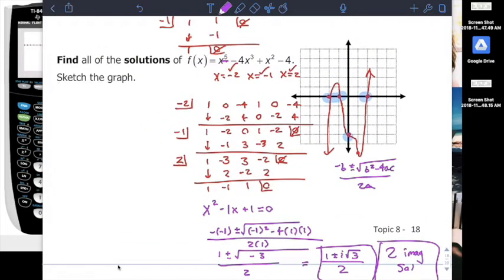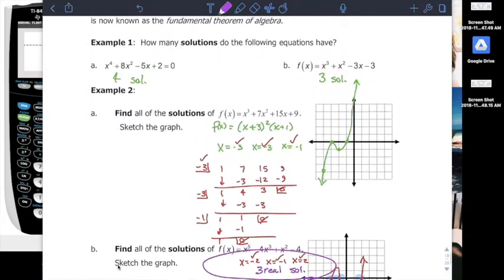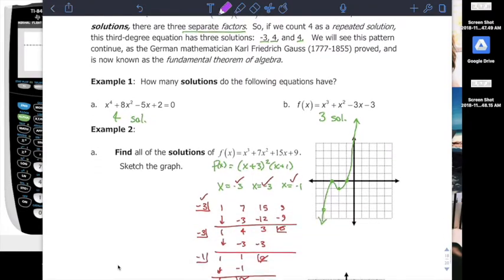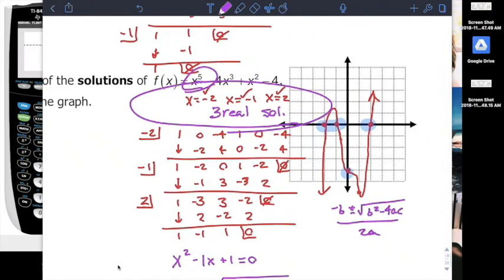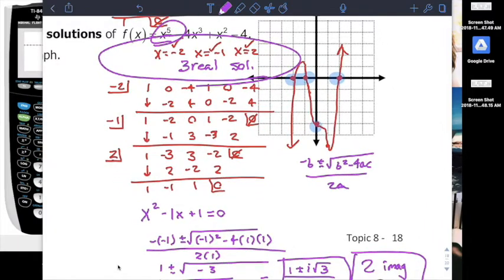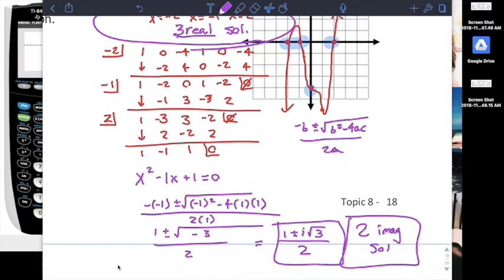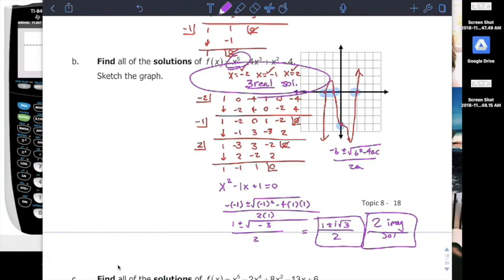And then over here, we had 3 real solutions. And the fundamental theorem of algebra was saying, check your powers. It's not really actually spelled out for us, but check your powers. If it's x to the 5th, you better have 5 total solutions. We have 3 real, 2 imaginary. So we are good to go. And that's how you do that problem.